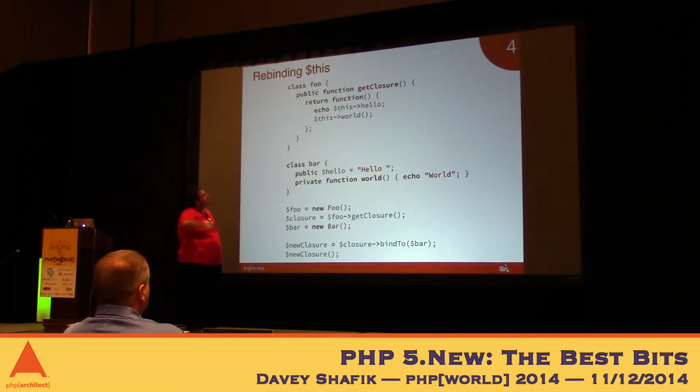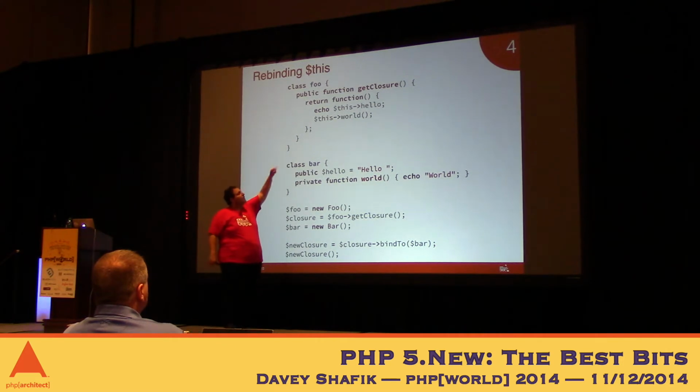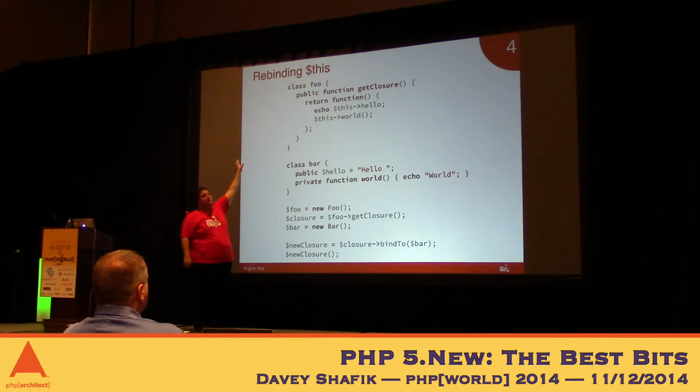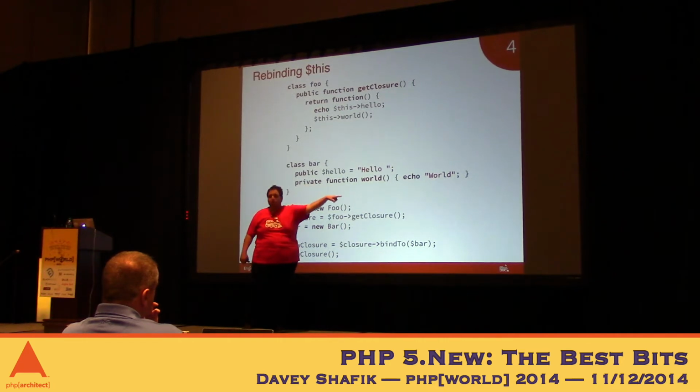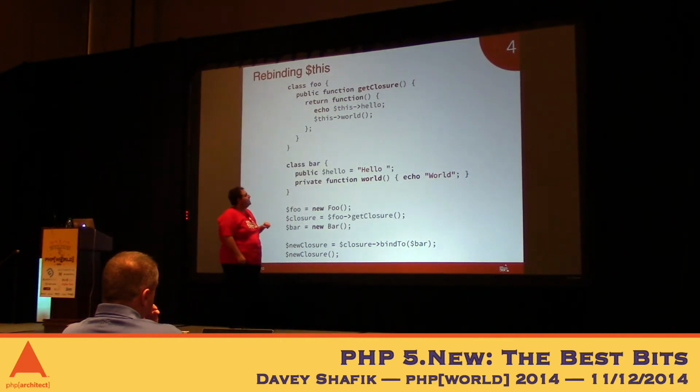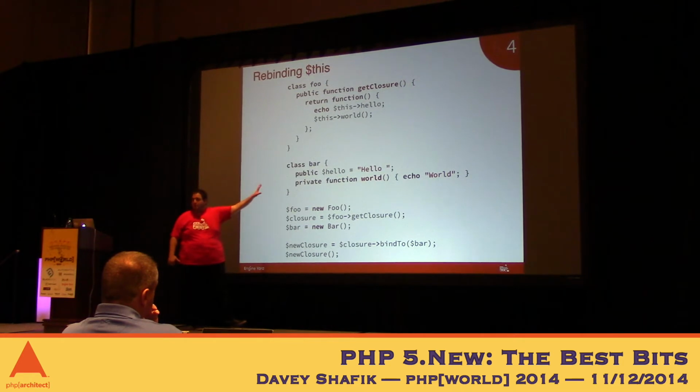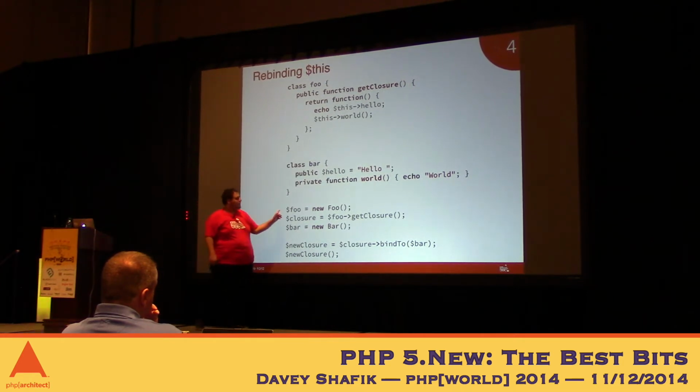Class foo, public function getClosure, returns a function that echoes hello, calls $this world, right? So these are two things that do not exist inside of the foo class, which is what $this will point to when we instantiate this closure. Class bar, and then we define our hello, which is public. We also define a private function world, which echoes world, right? Now, this doesn't extend foo in any way. It has nothing whatsoever to do with the foo class. So $foo equals new foo, $closure equals getClosure, $bar equals new bar. So we're now creating an instance of bar.